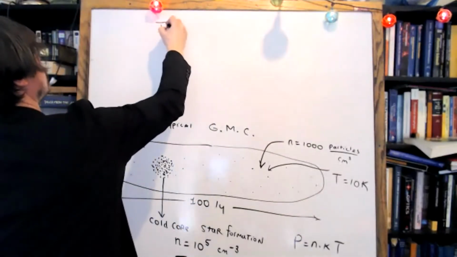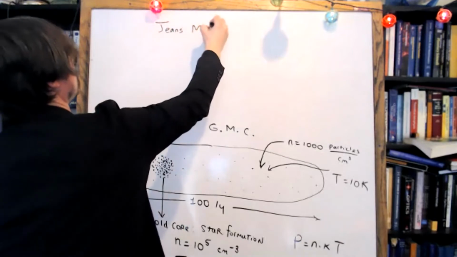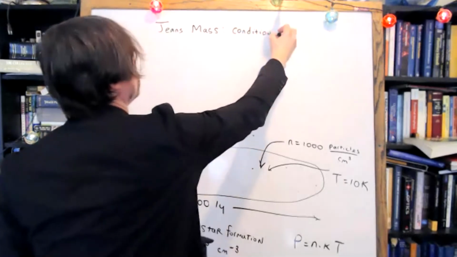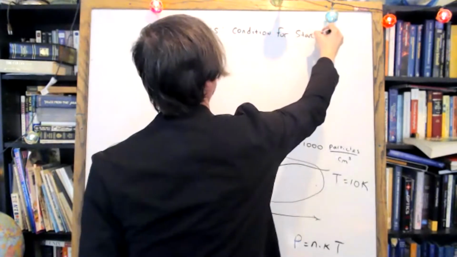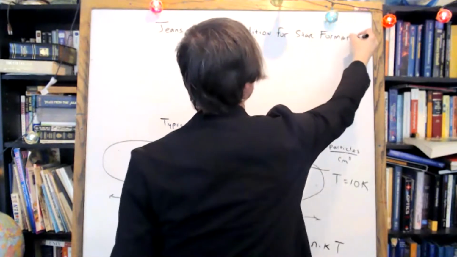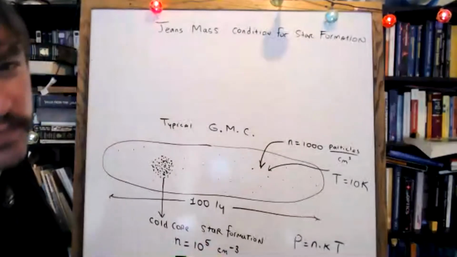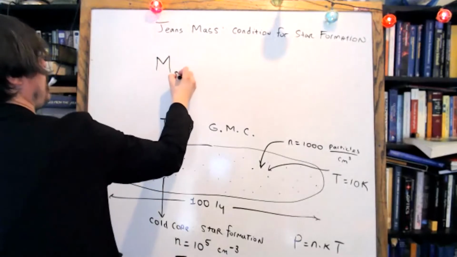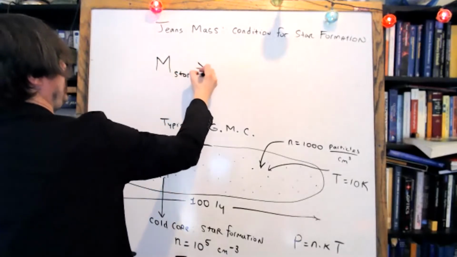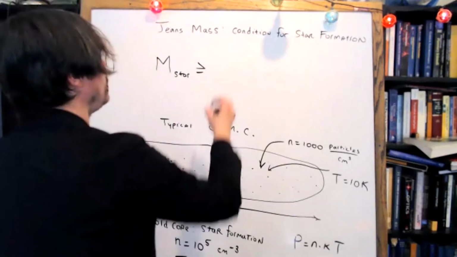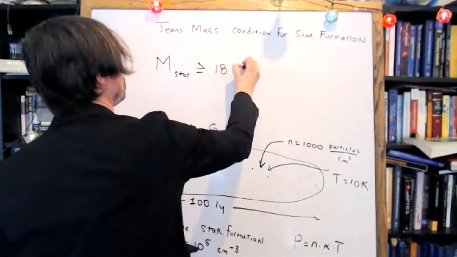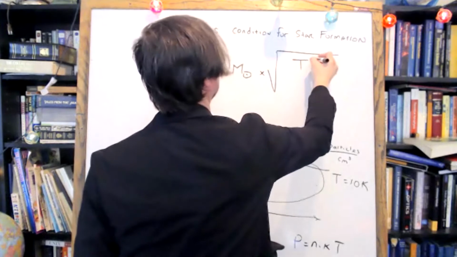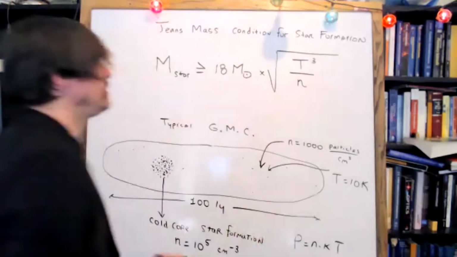Introducing a formula known as the Jeans mass. It is the condition for star formation. And it's a very simple formula, but it's expressed in a strange way. The mass needed to form a star must be equal to or greater than 18 times the mass of the sun times the square root of the temperature cubed divided by the number density.